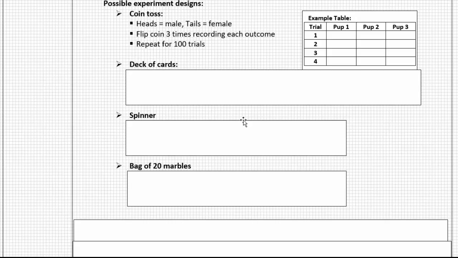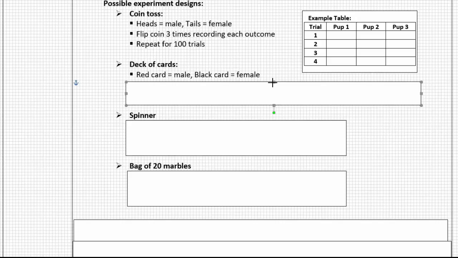How might we do that? Well, one way to make sure that the deck of cards is representing a 50% chance is to use red cards for one gender and black cards for another gender. Here I defined red cards for male, black cards for female. I could have switched that around, but this is just how I decided to do it for this one. As long as I'm consistent, I can use it either way.